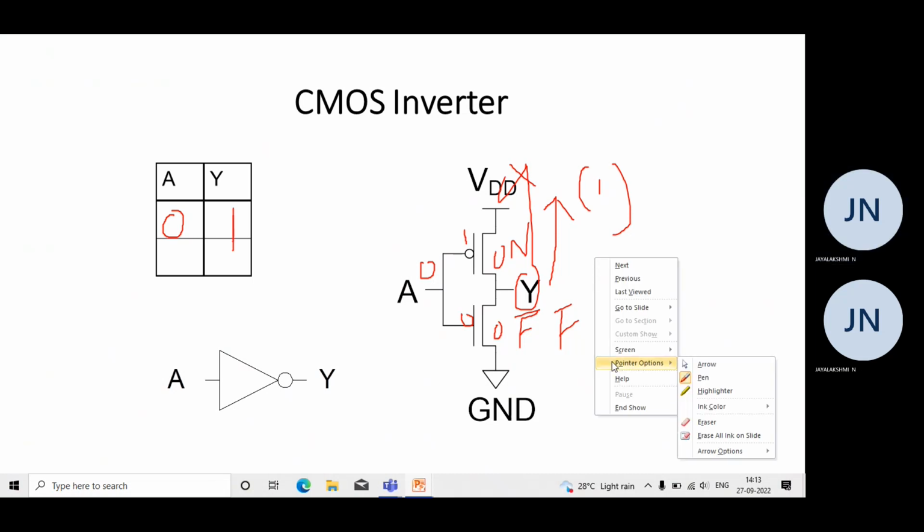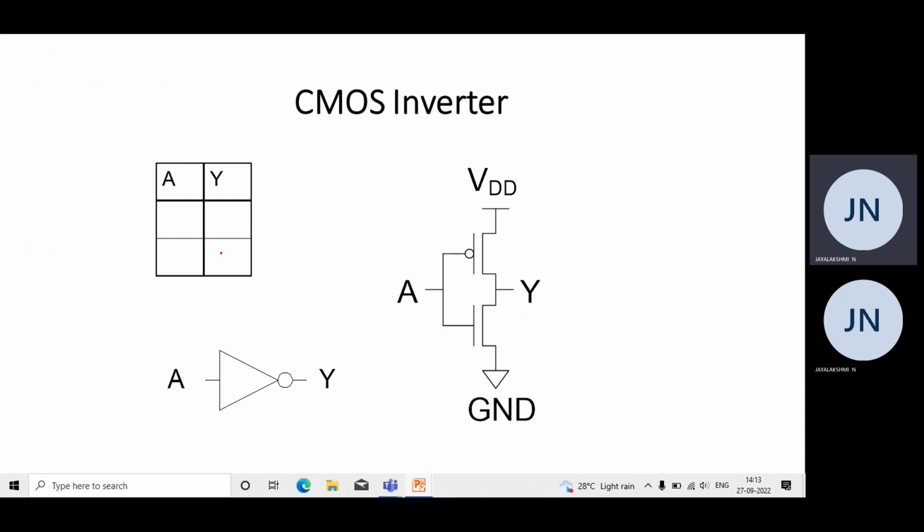Suppose you are giving input as 1. The PMOS transistor is off, because when the input A as 1 reaches the PMOS transistor, the 1 is converted to 0, and for the NMOS transistor, it is 1 only, so the NMOS transistor is on. When the NMOS transistor is on, the output is connected to ground. The ground value is 0, so the output is also 0.